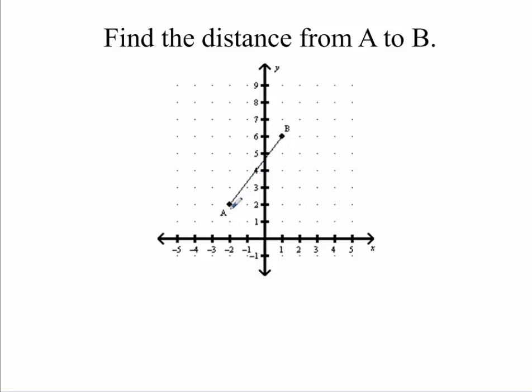So one way to find the distance from A to B is we can use Pythagorean theorem. Pythagorean theorem only works for a right triangle. So let me create a right triangle such that in that right triangle this is one of the sides. So I'm going to do that now. So I go straight down and then across, and that is my 90-degree angle.